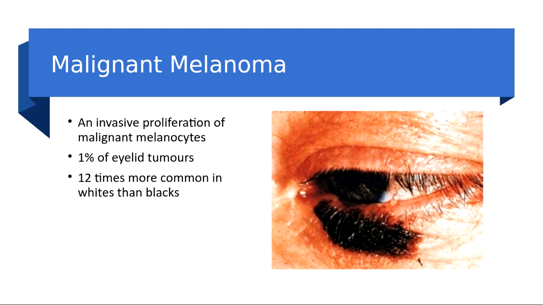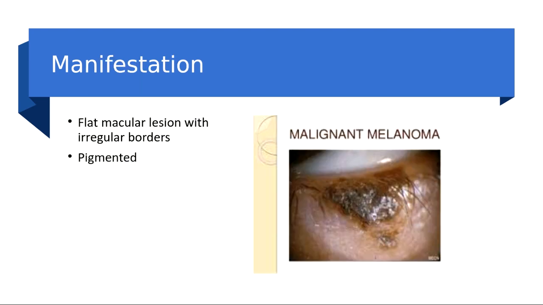Malignant melanoma. So these you can't miss. It's an invasive proliferation of malignant melanocytes. It's 1% of eyelid tumors. It's 12 times more common in whites than blacks. What you're seeing is a flat macular lesion with irregular borders and pigmentation.